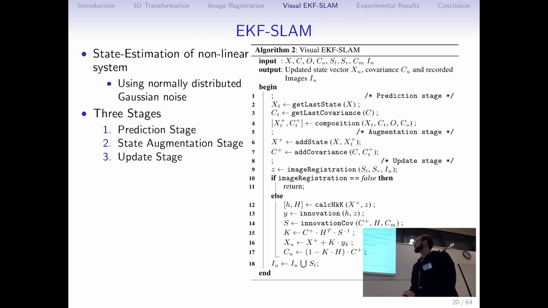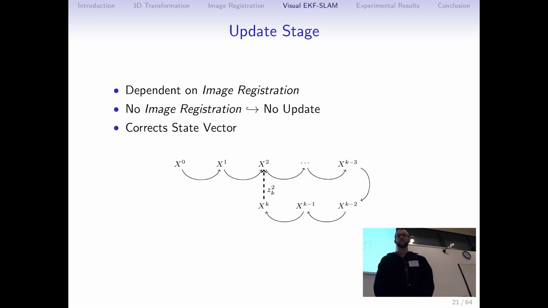In the augmentation stage, this is the simpler stage of the AKF SLAM. We are just augmenting the state vector by the new estimated state and the global covariance matrix by the corresponding covariance. The update stage is now the more tricky one, and here is where the magic goes, because this is highly dependent on the image registration. If we don't have any image registration, so no loop closing was detected, we skip this stage and we wait for the next iteration, so no update is performed to the whole trajectory.